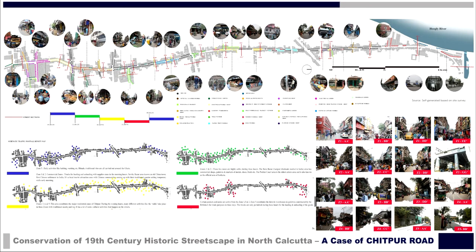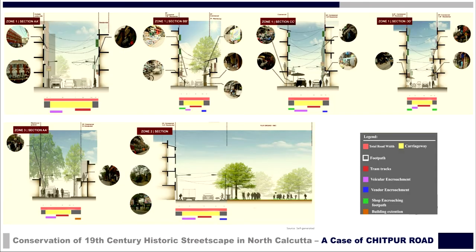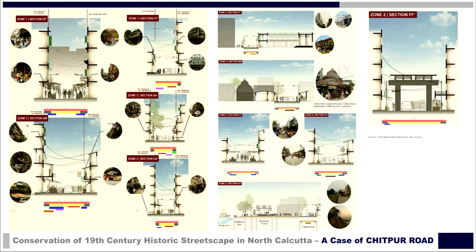Also mapping of traffic and footfall density at different time intervals over a day to derive a comparative concentration analysis for each zone at different time levels. 60-61 street sections for all zones showing the building outer profile in relation to the street, also showing the total road width, carriageway, footpath, tram tracks and encroachments at different levels.